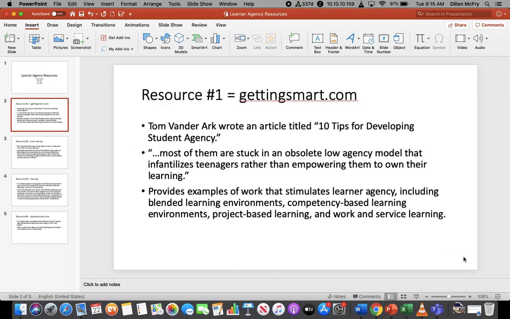The first of the resources I found was a website, gettingsmart.com. Specifically, it involved an article written by Tom Vander Ark, and the title of the article was 10 Tips for Developing Student Agency. A particular quote that stuck out was him referring to teachers who work in most schools today, saying that most of them are stuck in an obsolete low agency model that infantilizes teenagers rather than empowering them to own their own learning.